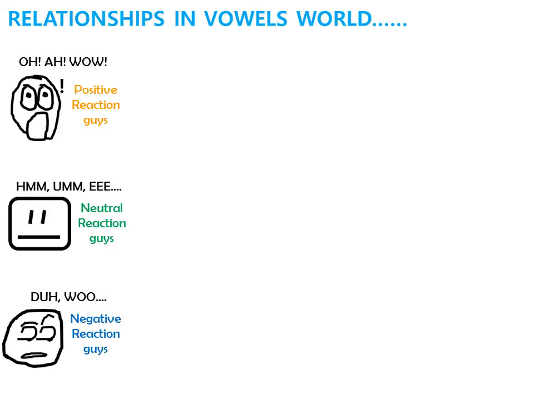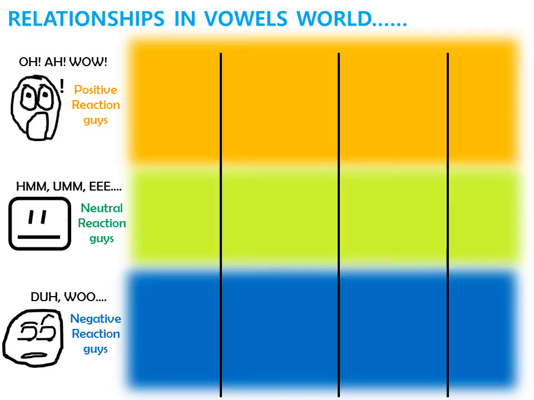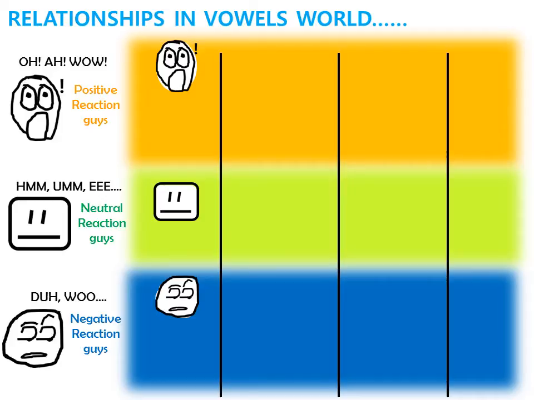Anyway, in reality, a lot of people are attracted to opposites, but let's say in the Korean vowel world, negative reaction guys and positive reaction guys never hang out together. Okay, so you will never see them combined together. And I'm going to draw a relationship chart out of these 3 types of people. First, I'm going to put naturally positive guys here who are always gullible. They always get surprised by things you say. Then there are neutral guys, negative guys.